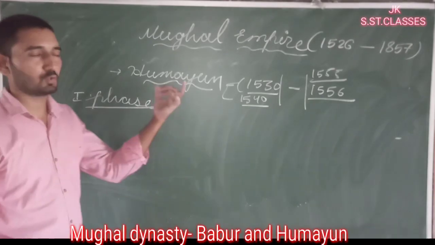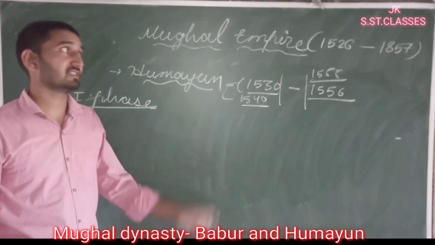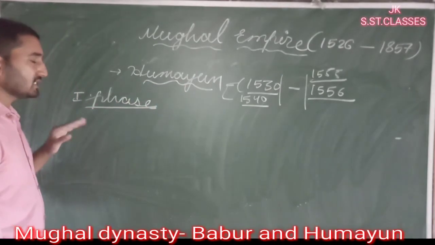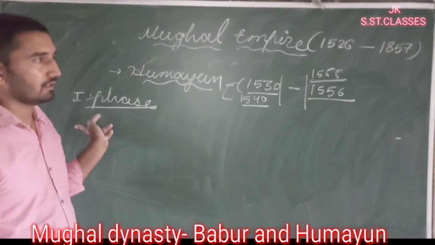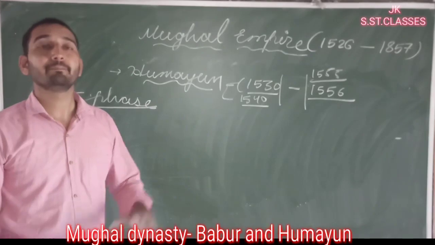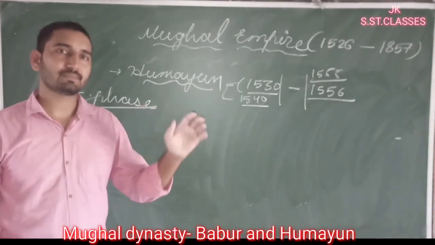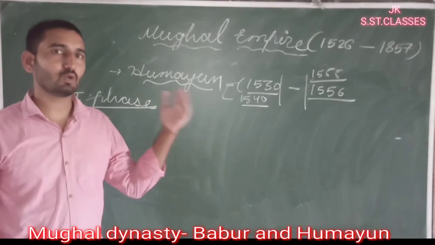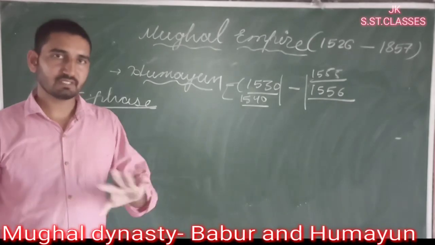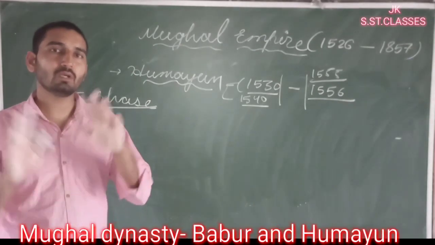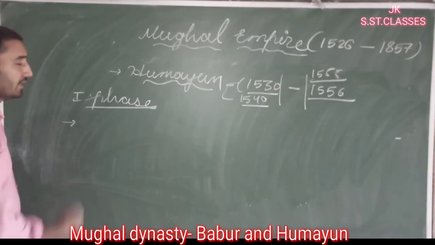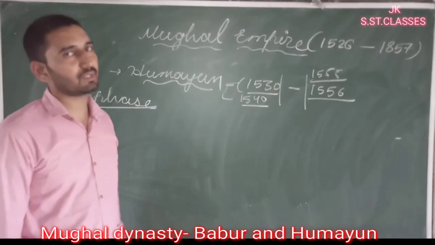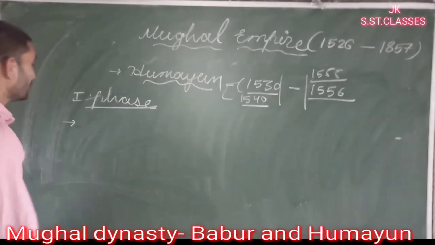The first phase of the rule of Humayun, the son and successor of Babur. As per the wishes of his father, Humayun divided the whole Mughal empire among his brothers. In this way, he made four parts of the whole Mughal empire. Okay. After that, his brothers revolted against Humayun.